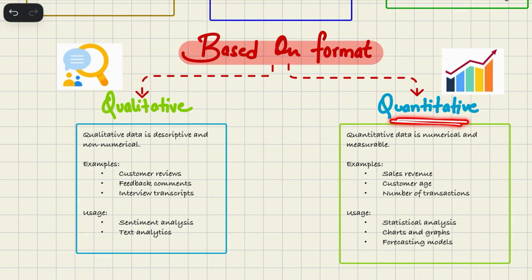And if we talk about quantitative data, it is numeric data. It is highly measurable data that you can perform mathematical calculations on, like monthly sales revenue, the customer's age, or the total number of transactions.